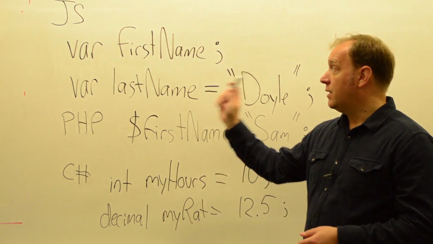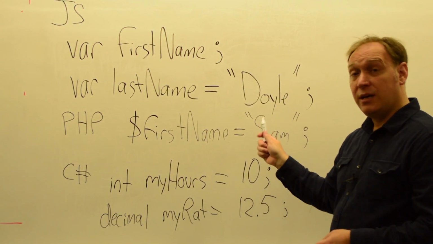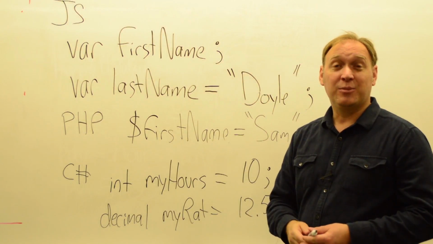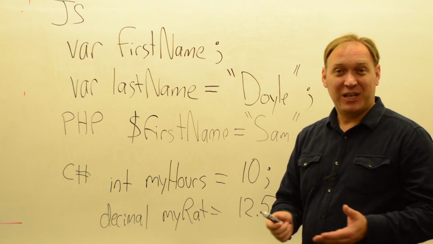So it's a little more particular, but you can see the structure of declaring a variable is pretty much the same. The name of it, you can assign a value to it, and then a semicolon to end the statement. And that's how we create variables in 3 programming languages. Thanks for watching this tutorial.